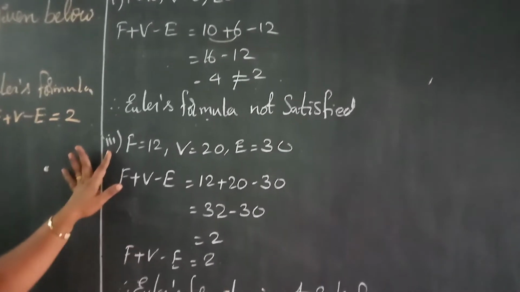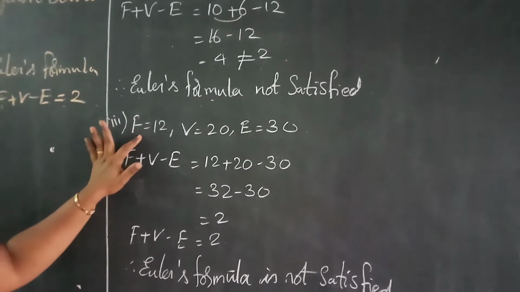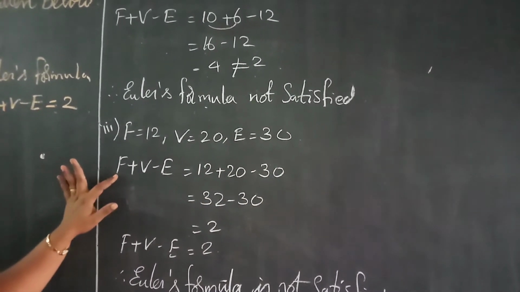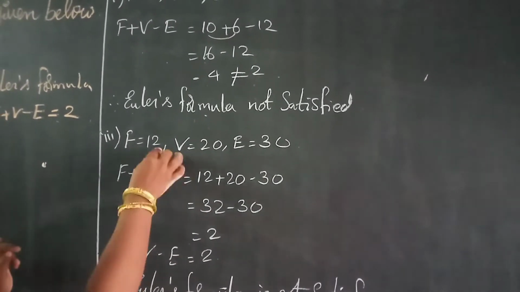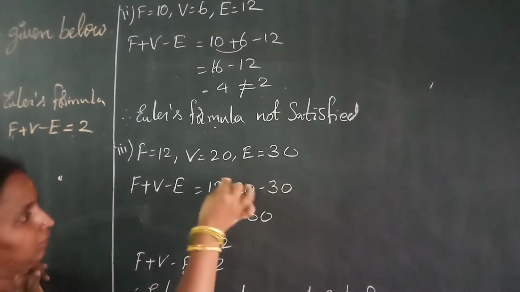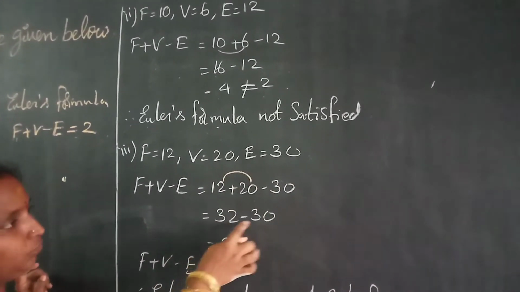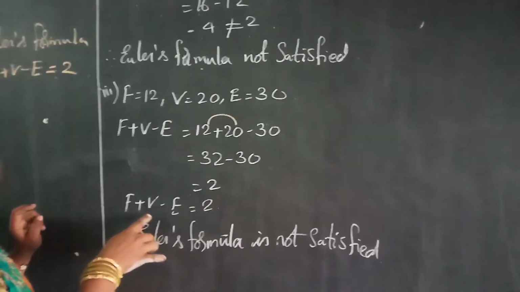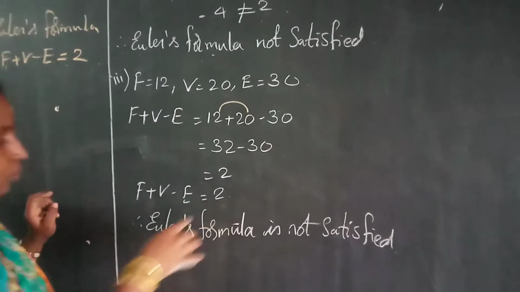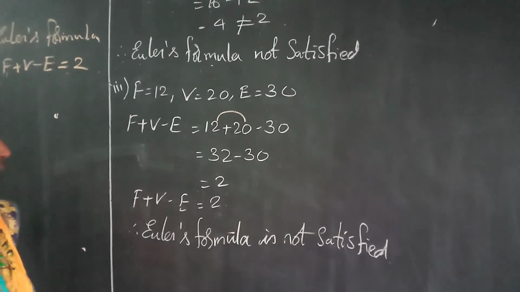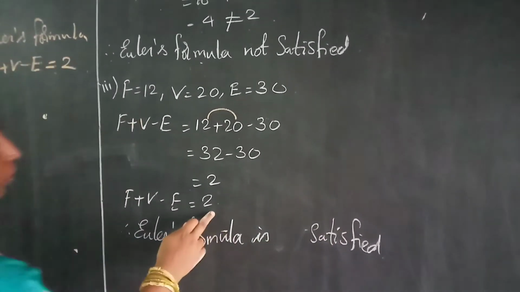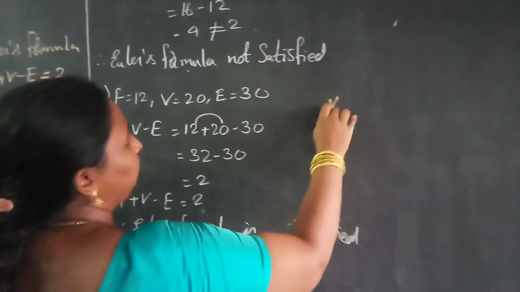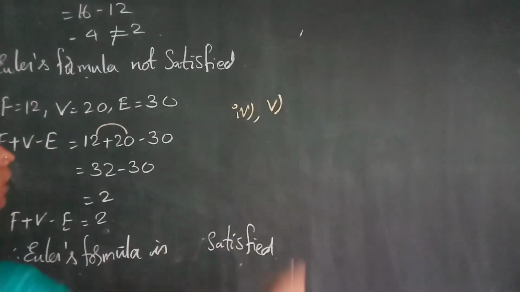Okay, move on to the third one. In the third one they have given number of faces 12, vertices 20, edges 30. So consider F plus V minus E. So 12 plus 20 minus 30. 12 plus 20 we get 32. 32 minus 30 we get 2. So you get F plus V minus E equal to 2. So Euler's formula is satisfied. Okay, you get 2, you know. So Euler's formula is satisfied. So do the fourth and fifth sums as homework.